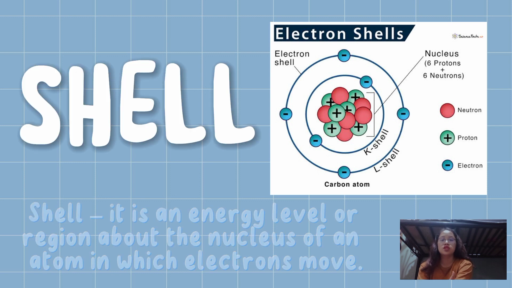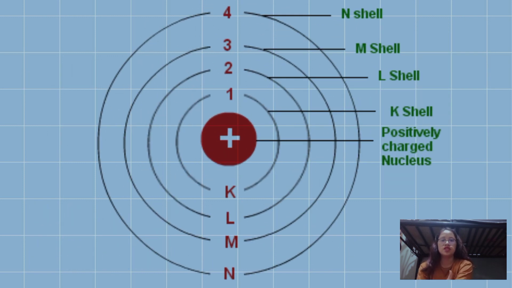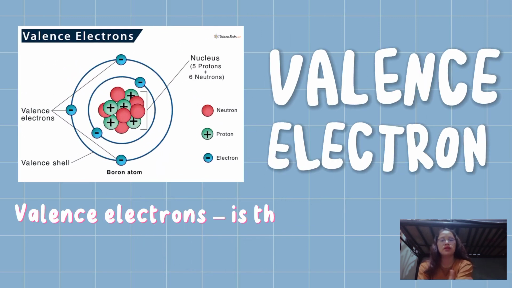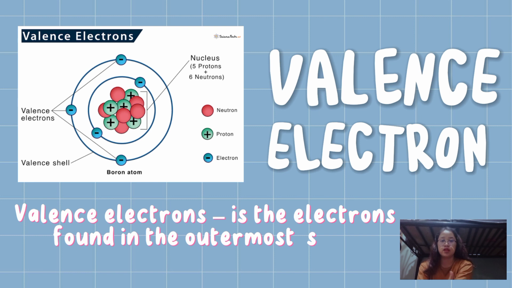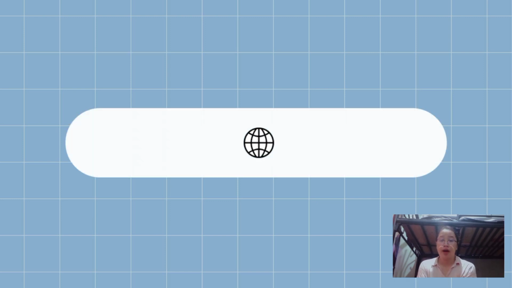An energy level or region about the nucleus of an atom in which electrons move is called a shell. The atom has five shells, namely the K shell, first orbit, the L shell, second orbit, the M shell, third orbit, the N shell, fourth orbit, and the O shell, fifth orbit. Valence electrons are the electrons found in the outermost shell, or valence shell, or orbit of an atom.